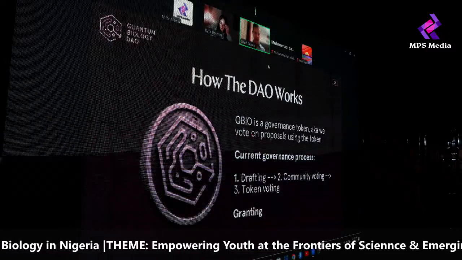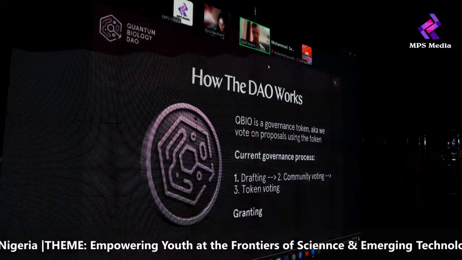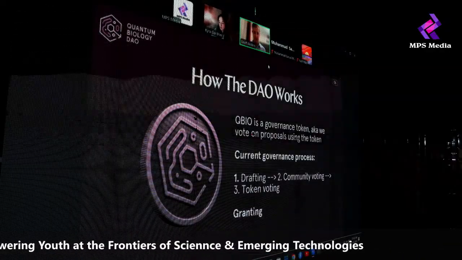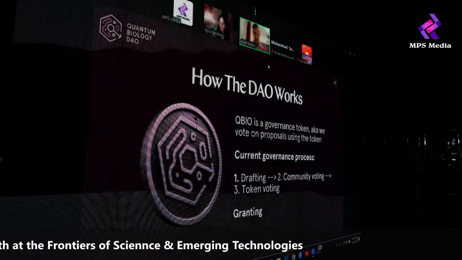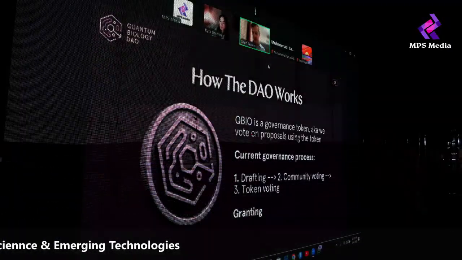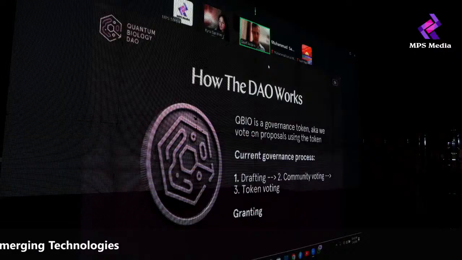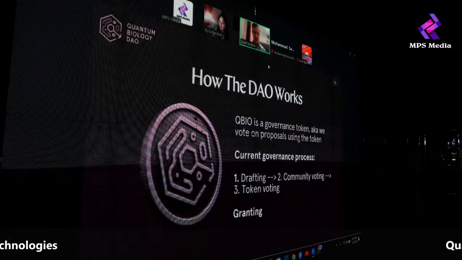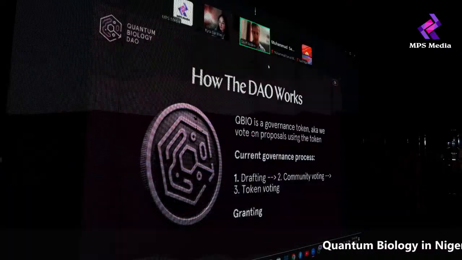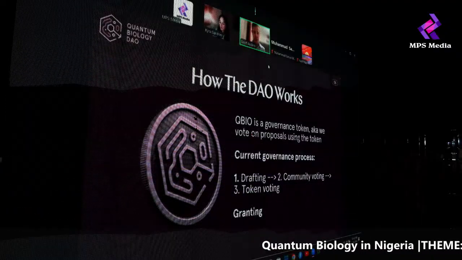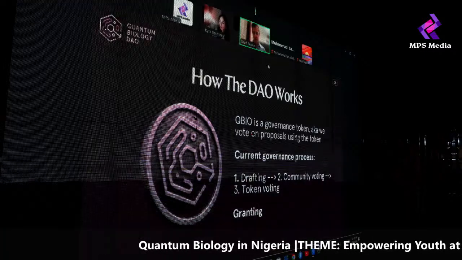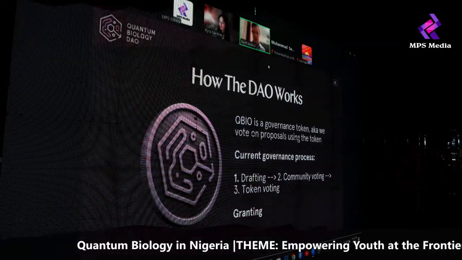But then there's a stage where we discuss proposals, and then a stage where the community votes on it. And if a proposal makes it through both of those stages, then we go to the final stage where the people who hold the QBio token vote. This is a token that runs on the blockchain, it's tradable, you can buy it on Uniswap. It's 1 token per vote. That determines ultimately what the DAO does.